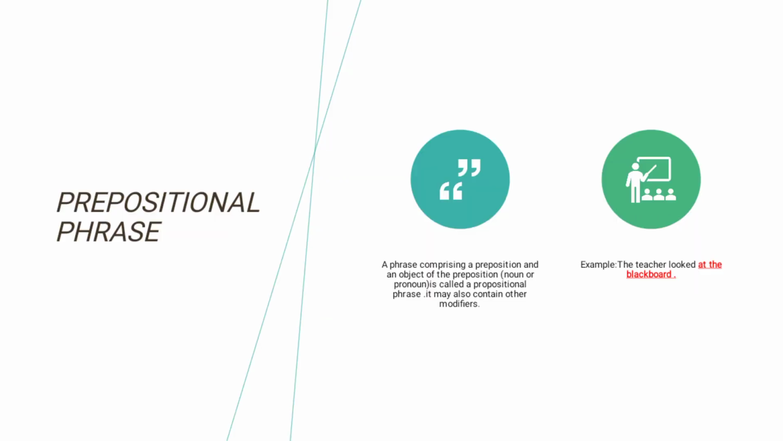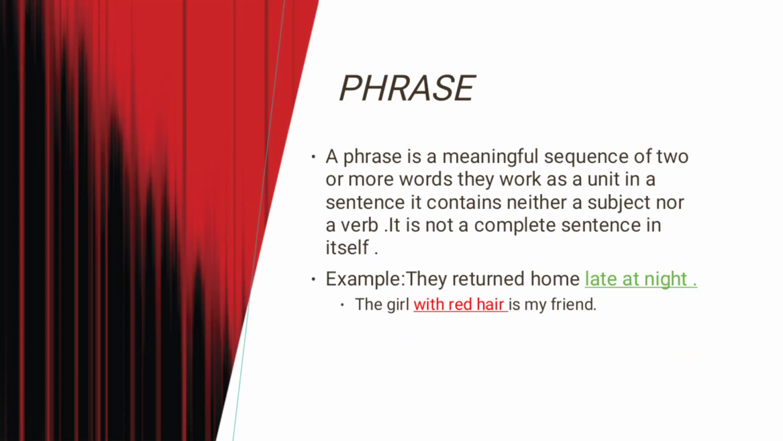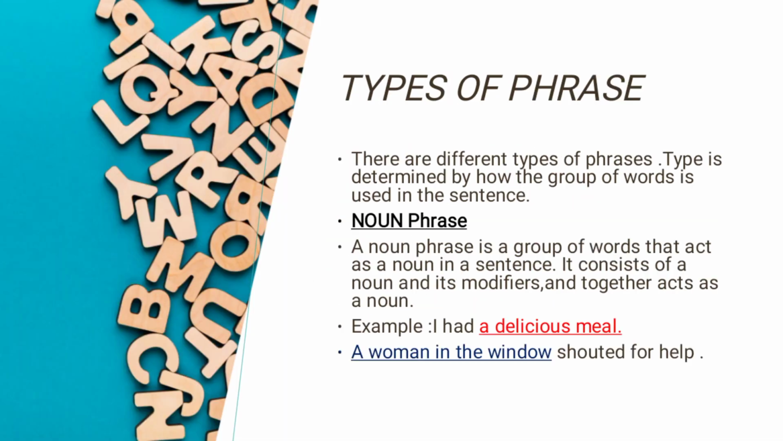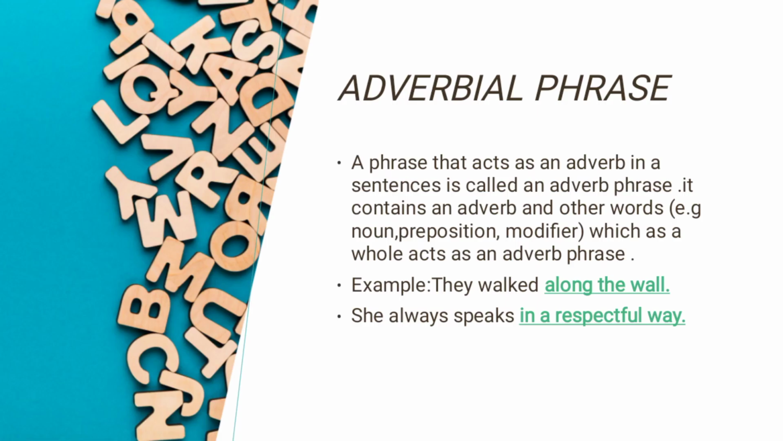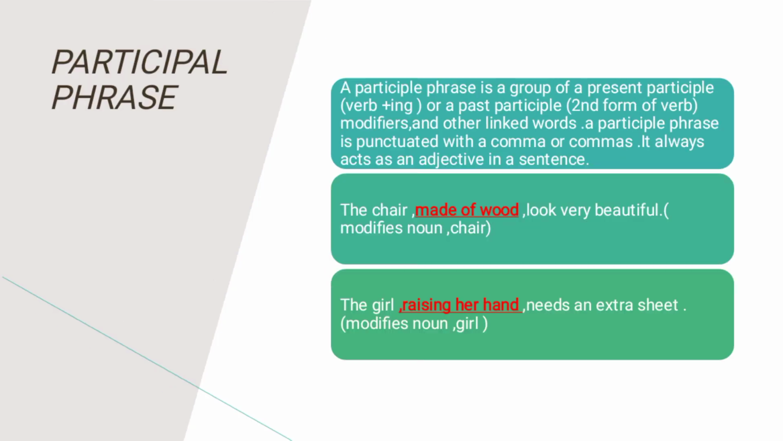Let's summarize today's discussion. Today we discussed phrases and some common types of phrases in English grammar. In a nutshell, to summarize our discussion, we can say that a phrase is a group of words that doesn't contain a subject and a predicate. In order to convey a complete meaning, a phrase must combine with a clause.